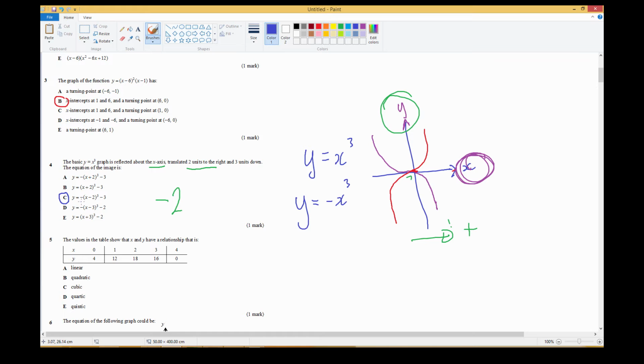Okay, so it's negative, it's the reflection on the x-axis. Here it's translated to the right. This is opposite to what we see. This is negative. And the translation on the y-axis, the sign is as we see it. So if it's negative 3 here, that means it goes 3 units down. So it is response C. Do it in red.